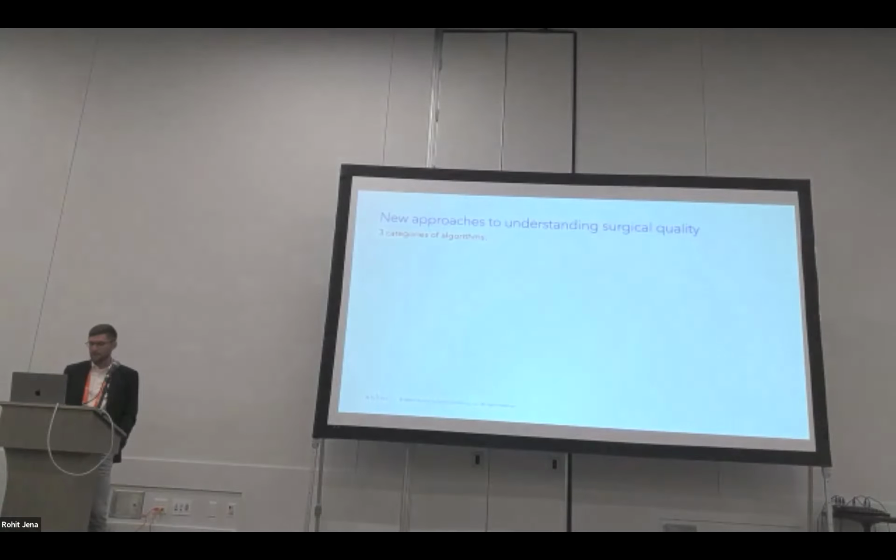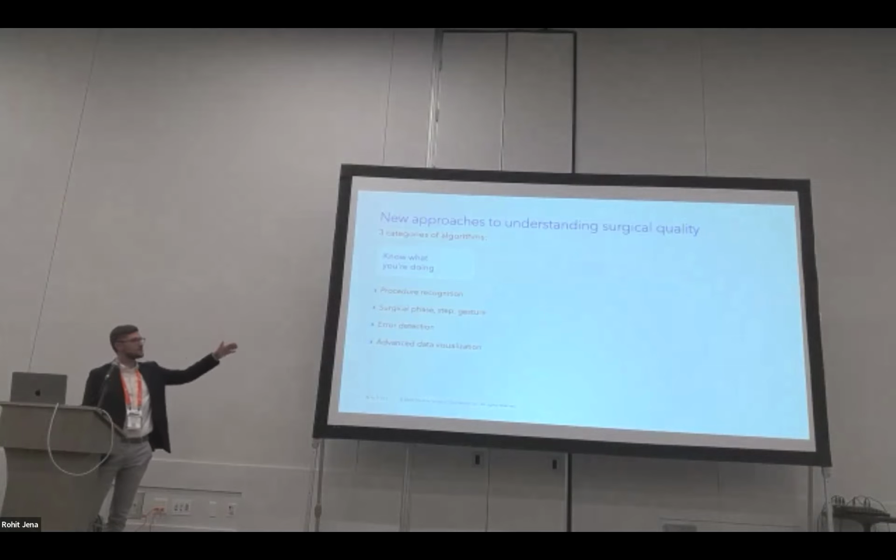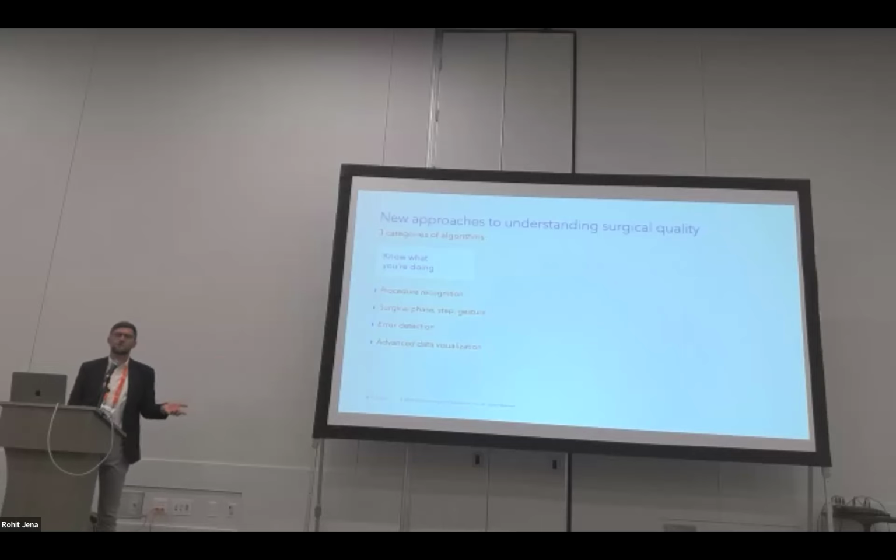And so if I were to break down categories of algorithms that our teams think about and that maybe many of you are thinking about or pioneering and working on in the academic space. And I'm going to do it with a simple-minded approach, but we want to know what the surgeon's doing. And there are classes of algorithms around what procedure it is, what phase, step, gesture of surgery it might be. Are there errors that occurred? And then there might be some advanced data visualizations that could help you figure out that context.